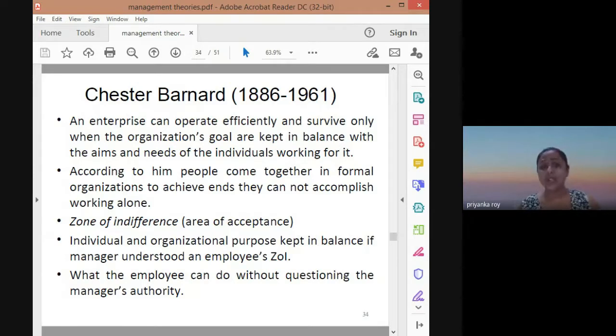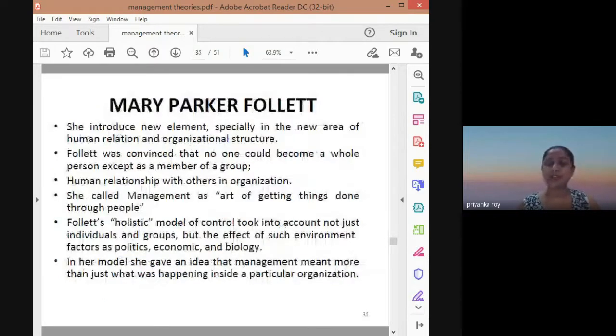So individual and organizational purposes are kept in balance for managers, understood as the employee's area. The zone of identification, that is ZOI, we can see, is what employees can do without questioning the manager's authority in that area.